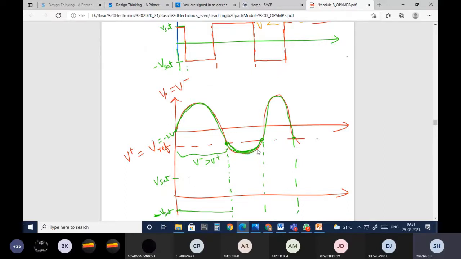And then all these values, this is V minus and this is V plus. And this is V minus. So V plus is greater than V minus. So I'll have plus Vsat.